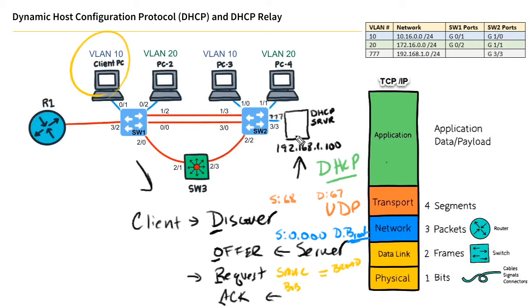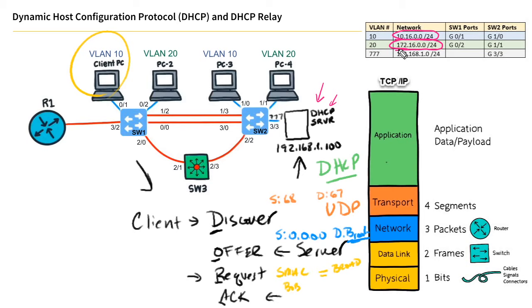And so I've got a DHCP server here, and that DHCP server is currently set up to support network 10.16.0 and 172.16.0. Now, in Microsoft, they would call those scopes of addresses. You can refer to them as pools of addresses. Either way, it just simply means that this server has been configured to hand out IP addresses regarding the 10.16.0 and 172.16.0 networks.